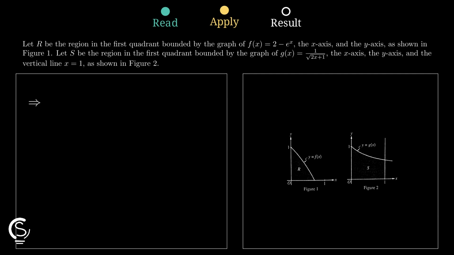Evaluating from 0 to natural log of 2: 2 natural log of 2 minus 2, minus 0 minus e to the 0, equals 2 natural log of 2 minus 2 plus 1, which is 2 natural log of 2 minus 1.